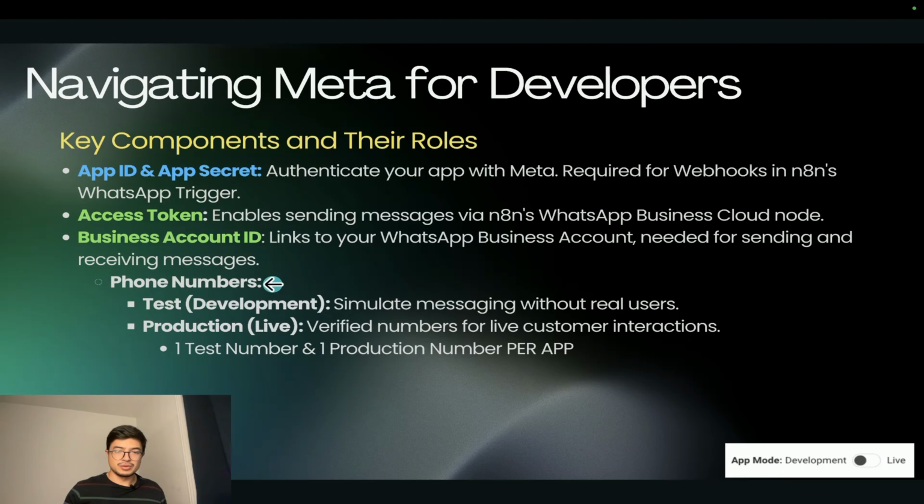And regarding the phone numbers, per app, okay, you have the test phone number, which is used to simulate messaging without having real users. And then you have the production phone number. And this is when you set the app from development, which is how it is by default, to live. And once again, you can only have one test number and one production number per app.